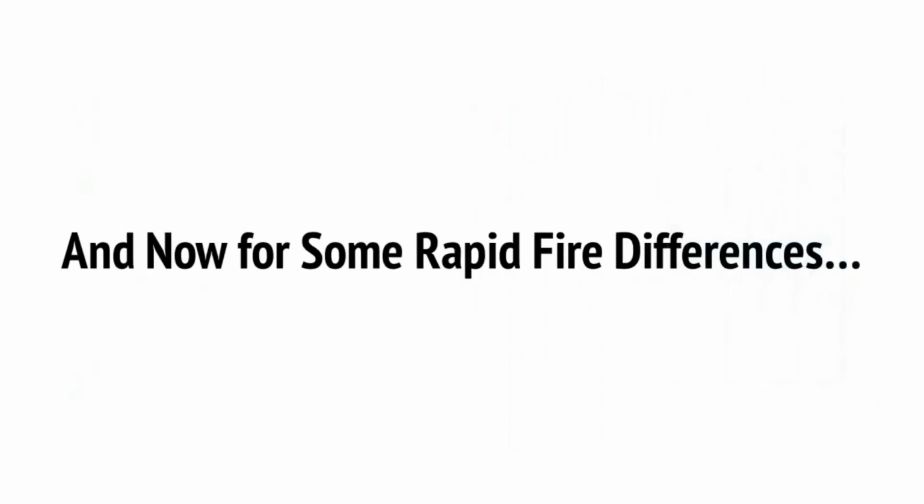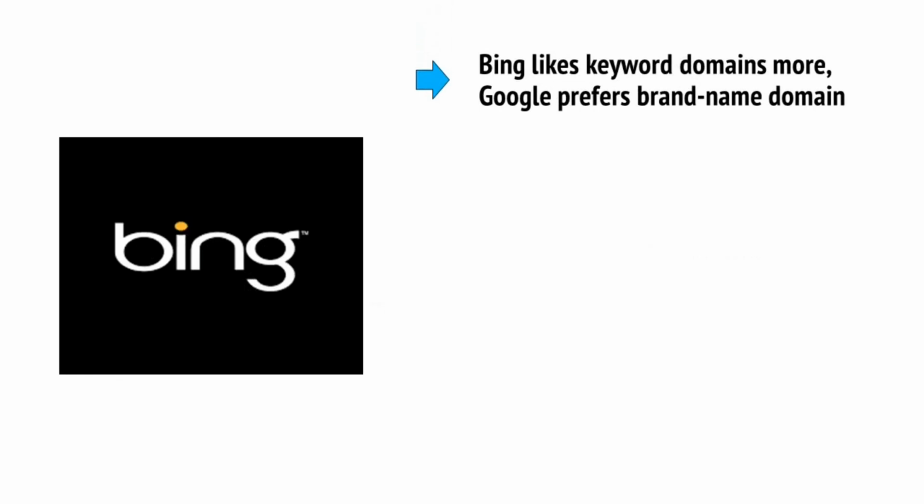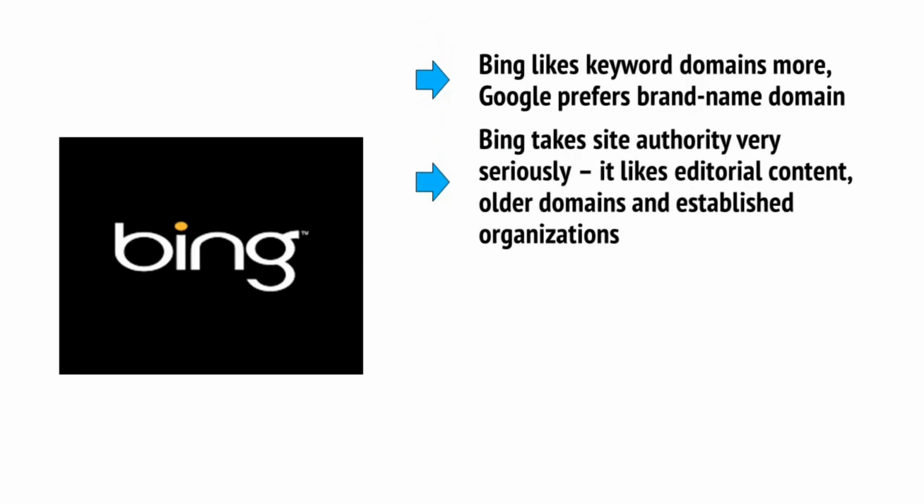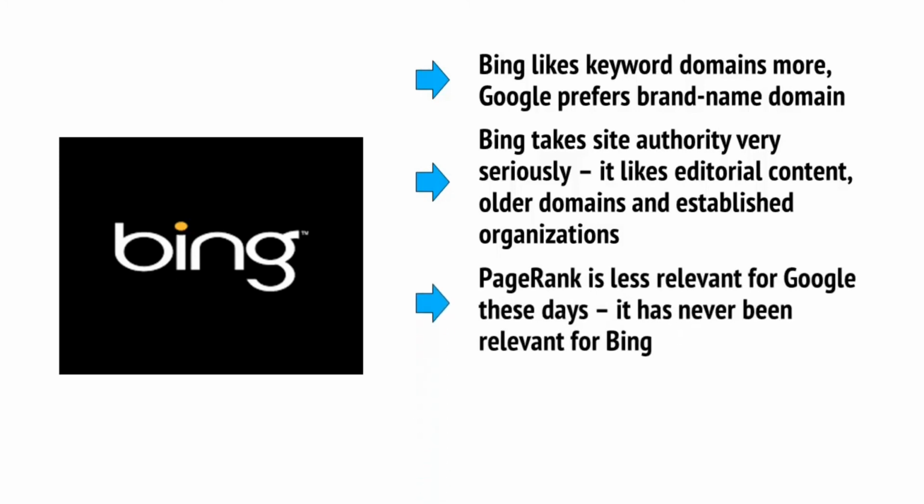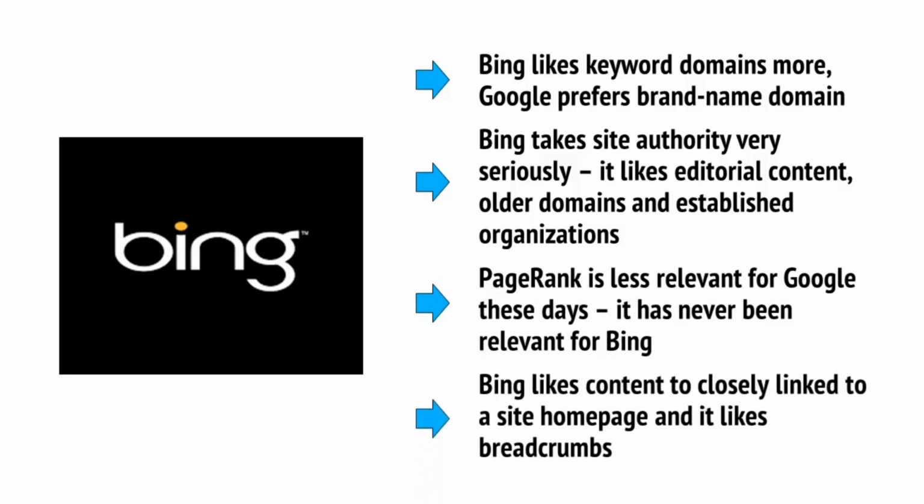Of course, there are way more differences than we have time to go into in detail, so let's look at some rapid fire differences to finish off. Bing likes keyword domains more, Google prefers brand name domains. Bing takes site authority very seriously. It likes editorial content, older domains, and established organizations. PageRank is less relevant for Google these days, and it's never been relevant for Bing. Bing likes content closely linked to a site's homepage, and it likes breadcrumbs.